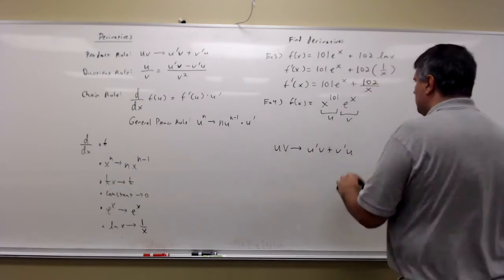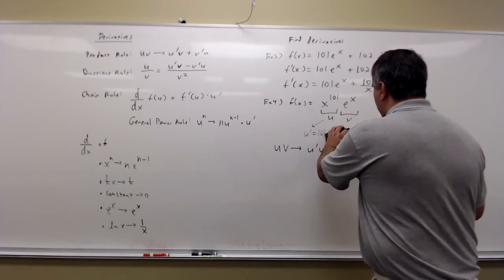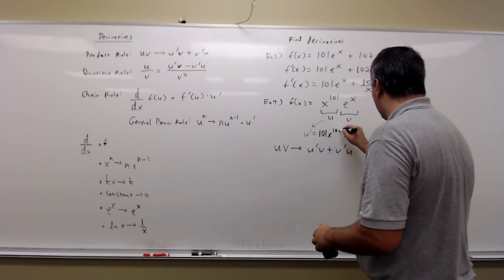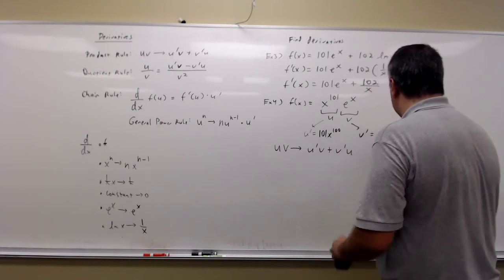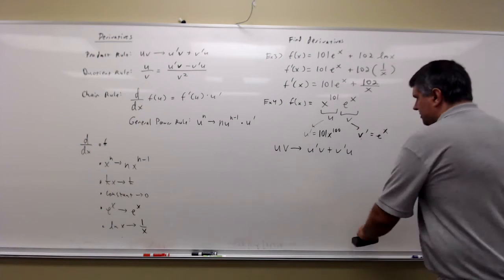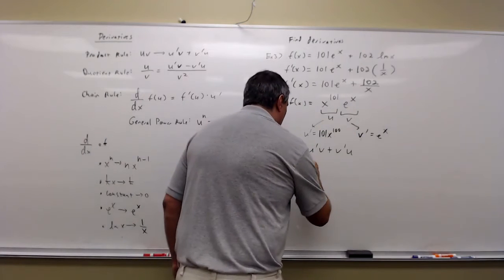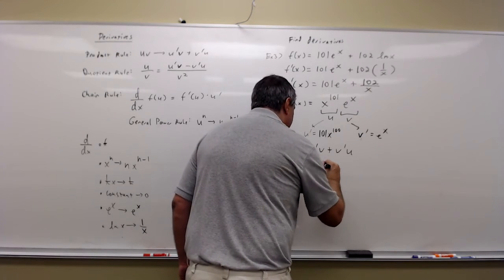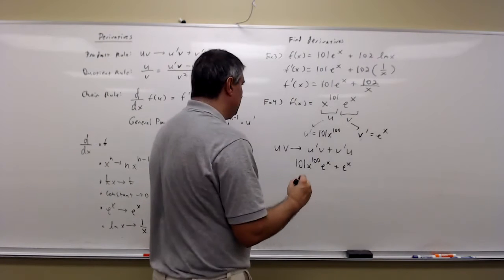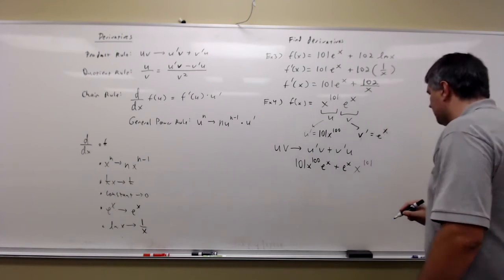So I'll do that again. u prime equals 101, sorry, x to the 100th. The 101 would go out to the front, and the x would go down a power. And then v prime would be, well, the derivative of e to the x is e to the x. So this would be 101 x to the 100th times e to the x plus e to the x times, well, x to the 101st. Okay?